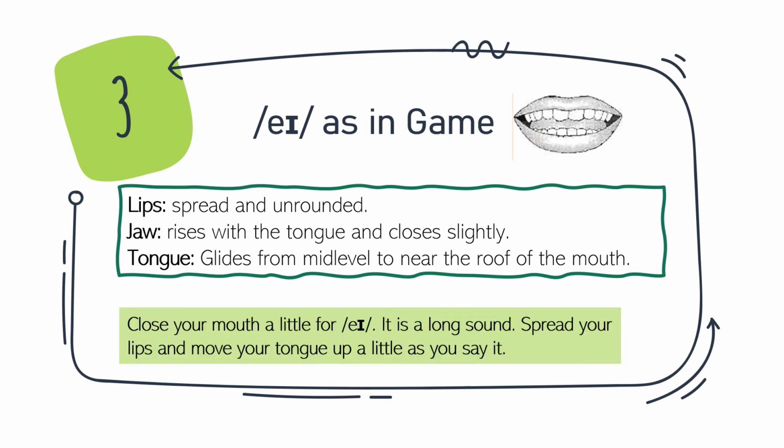Okay, so how can you pronounce it? Close your mouth a little for A. It is a long sound. Spread your lips and move your tongue up a little as you say it.